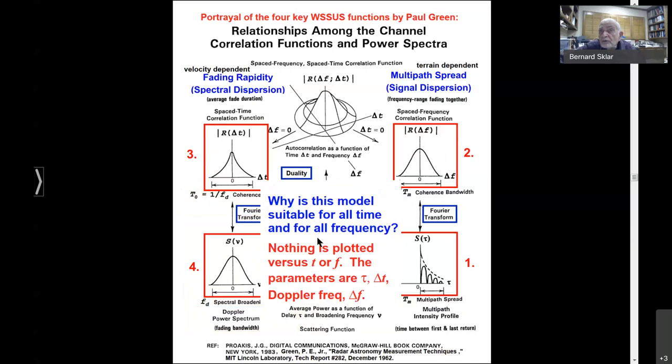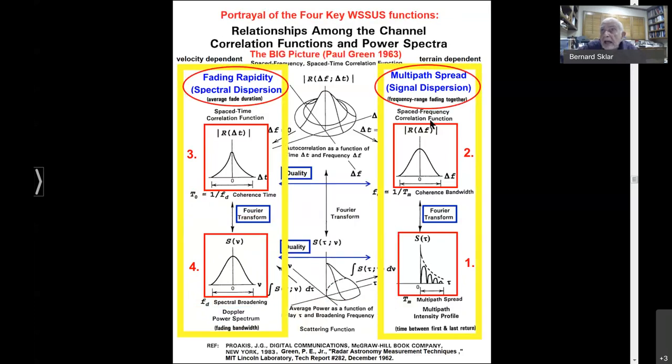Why is this model suitable for all time and for all frequency? And the answer is nothing here is plotted in terms of time versus time or versus frequency. The parameters are time delay or change in time, or Doppler frequency or change in frequency. Notice, remember everything on the right-hand side is basically terrain dependent and is multipath spread, and everything on the left-hand side is velocity dependent. I call it fading rapidity or spectral dispersion. Here it's signal dispersion, here it's spectral dispersion.